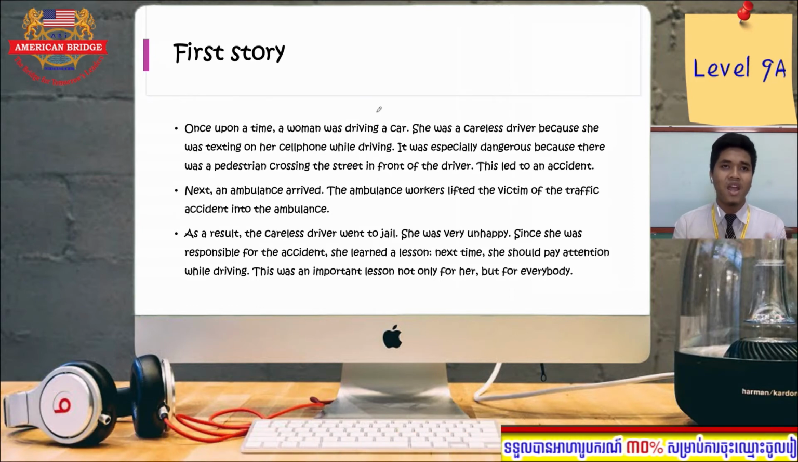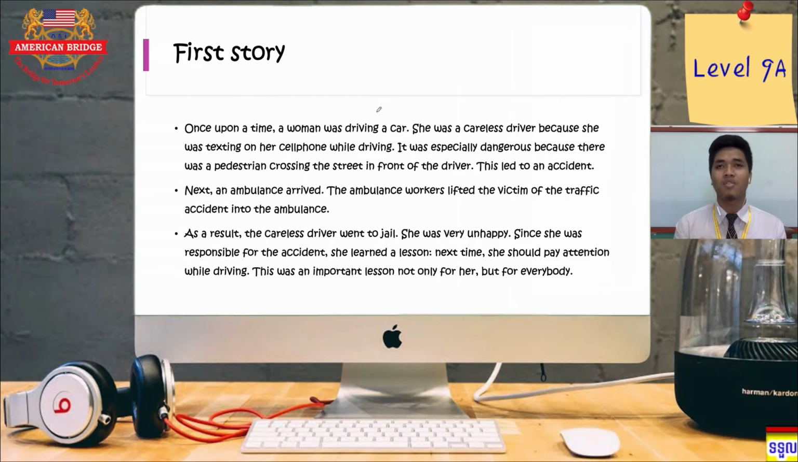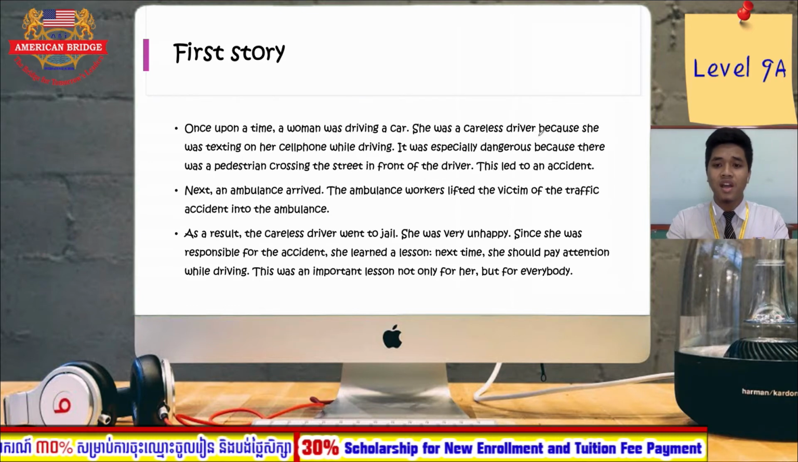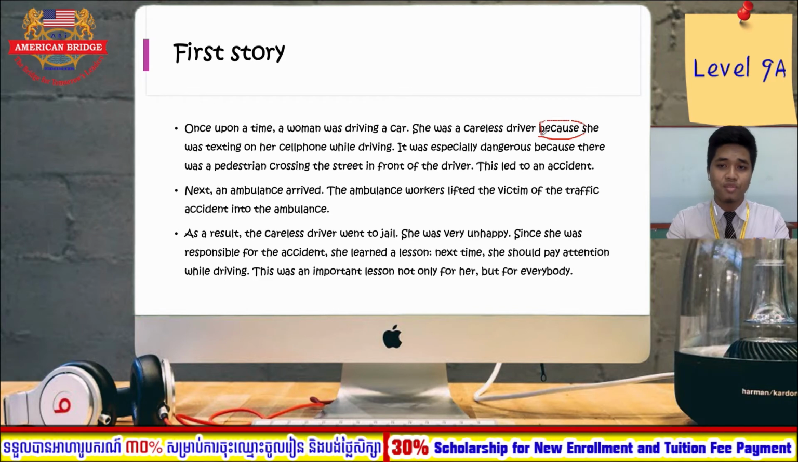So this is how you can present or talk about the story by using the pictures. However, in this story, you can see there are some words we use to express the cause and the effects. The speaker used the word because. They also used the words as a result. They used the word since. Okay, all these words are used to show the signal of cause and effects. Very good.